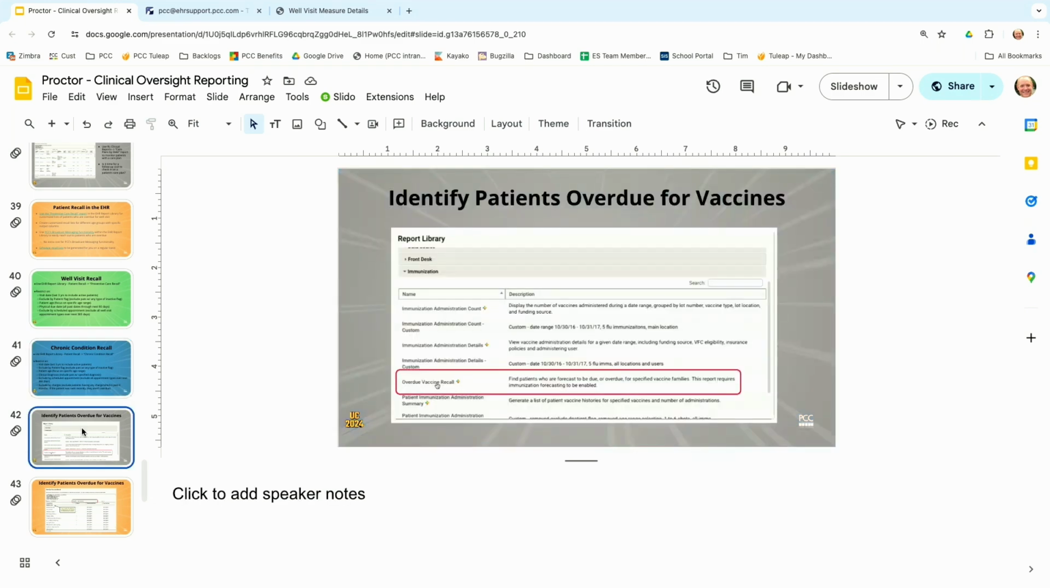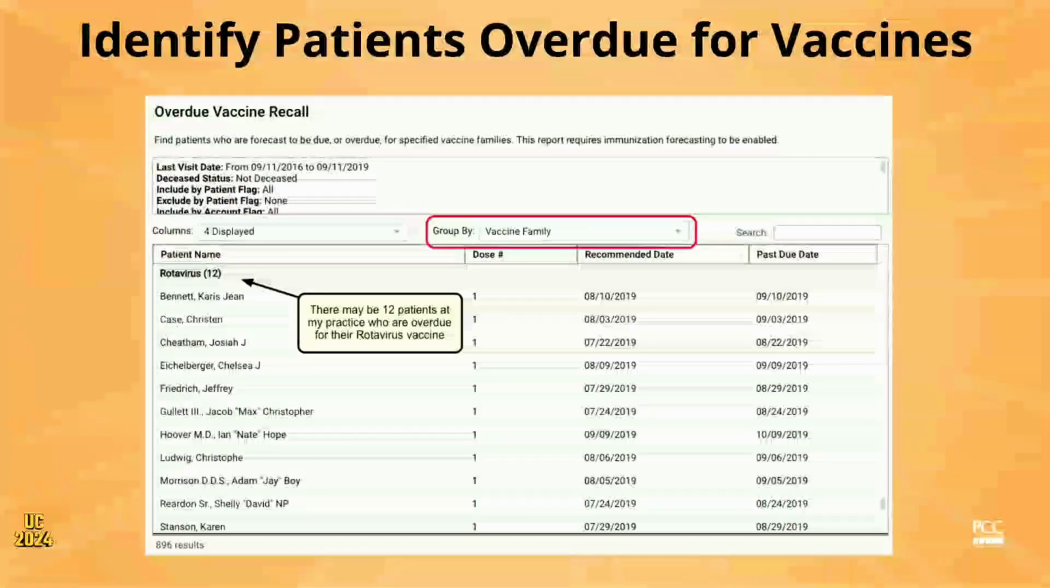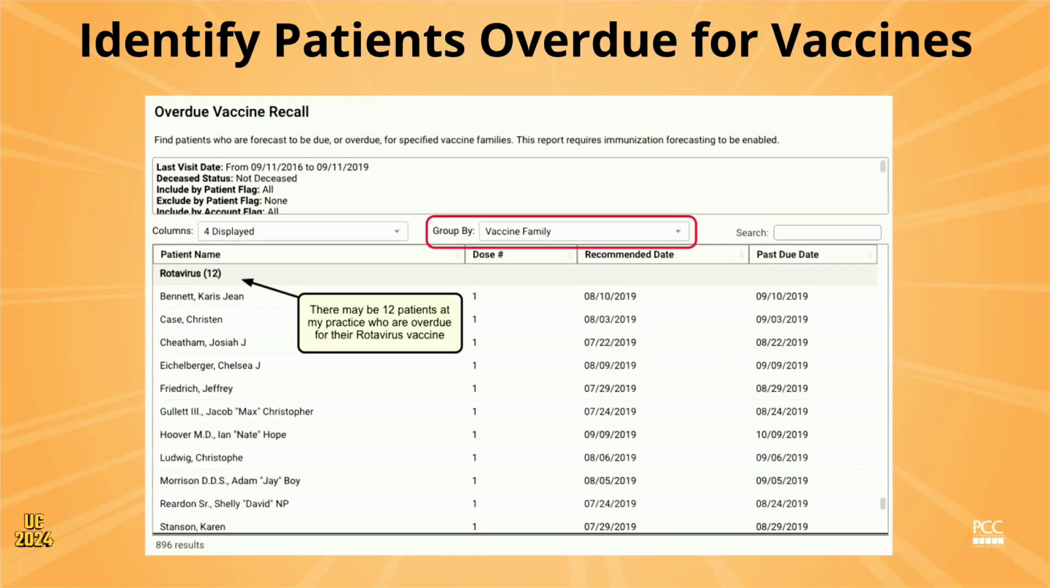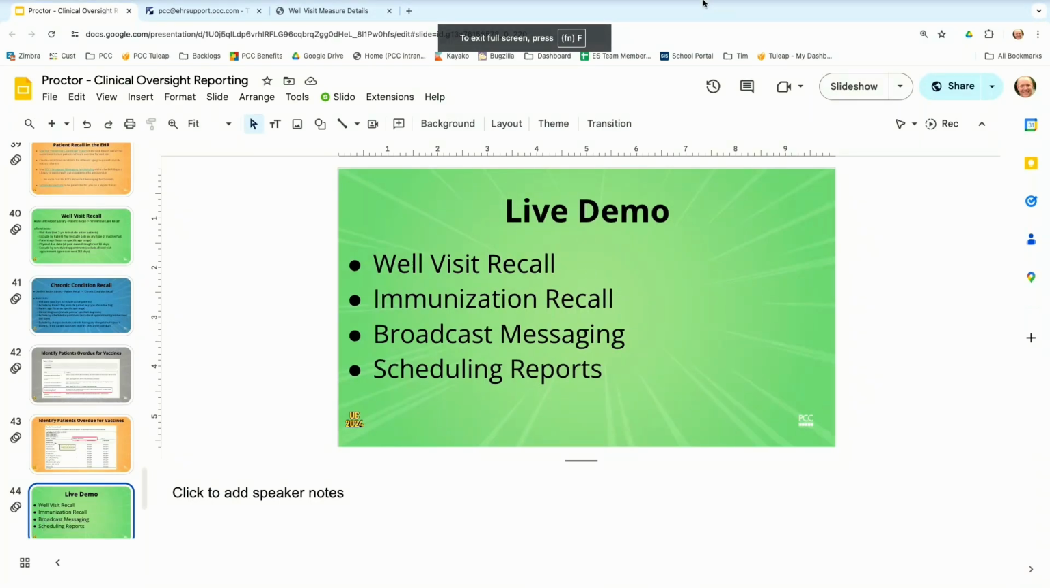Immunization recall, let's talk about that. Identifying patients overdue for vaccines. We have lists you can generate for kids due for a particular vaccine in a certain age group. The overdue vaccine recall report in the immunization category would be the one you'd use for that. You can specify the specific vaccine, the age range, and so forth, and get that list. Let's take a look at it.